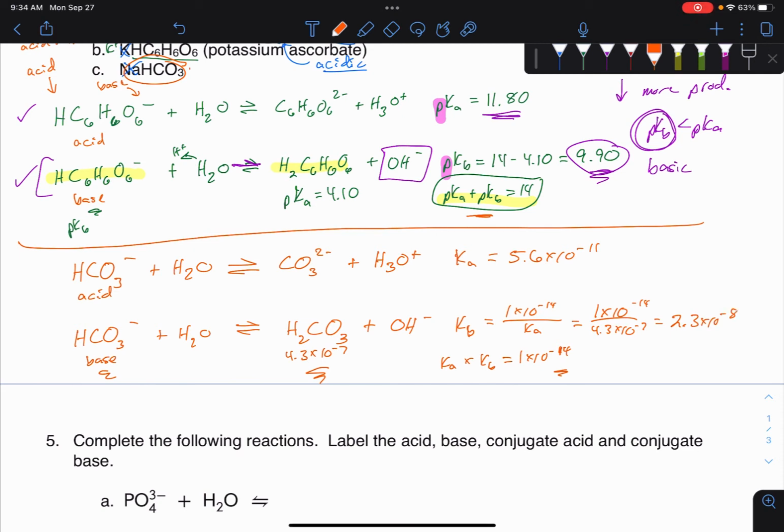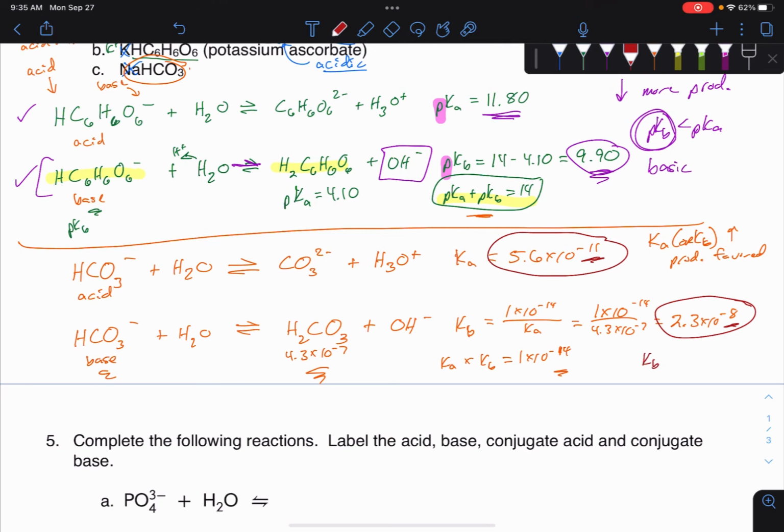Now in this example, as the Ka or Kb, just any equilibrium constant, goes to a larger number, then the products are more favored. What I need to evaluate is that value versus that value. And if I just look at the exponent, that's all I have to look at here, I see that the Kb is greater than the Ka. Therefore, this solution is basic.